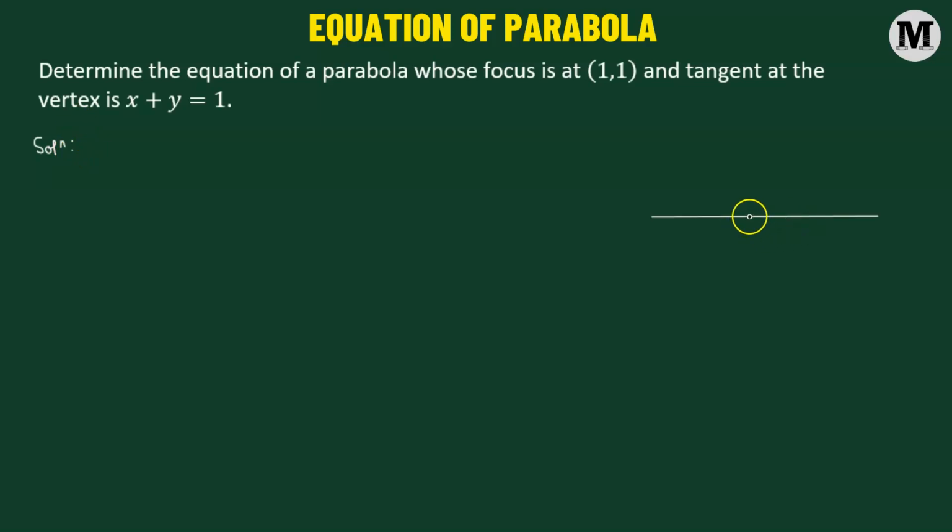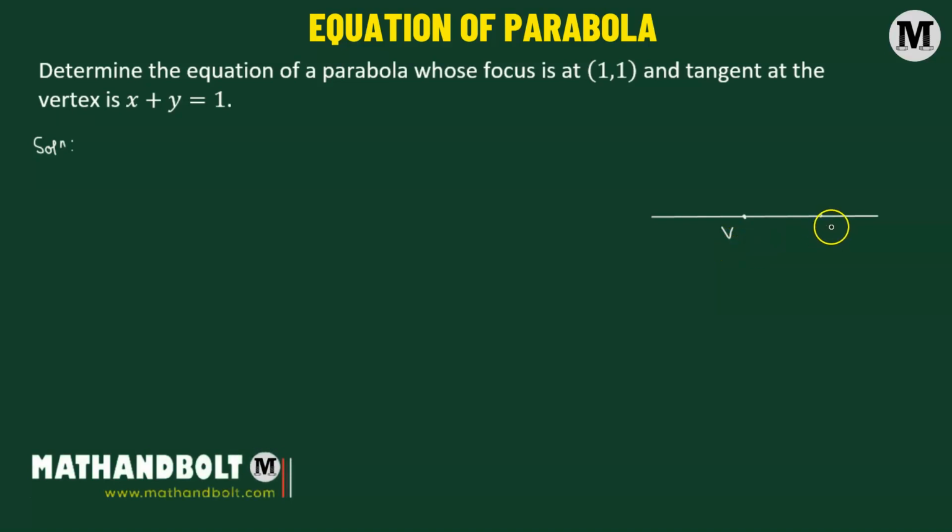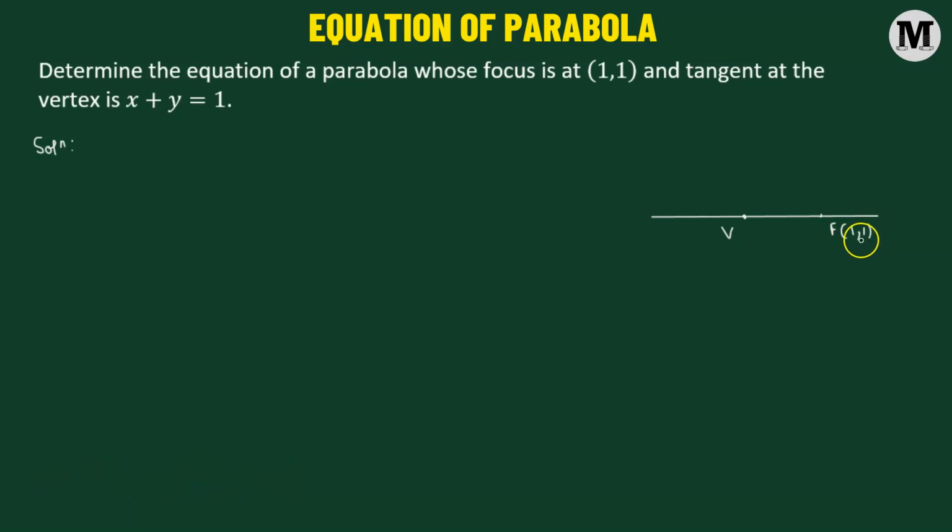So here we have a straight line, and on this line we're going to consider 2 points. One of the points is going to represent the vertex of the parabola, and the other point is going to be the focus of the parabola with coordinates (1, 1). Now by definition, any line on which the vertex and the focus lie is going to be referred to as the axis of the parabola. So here we have the parabola with its vertex at V.